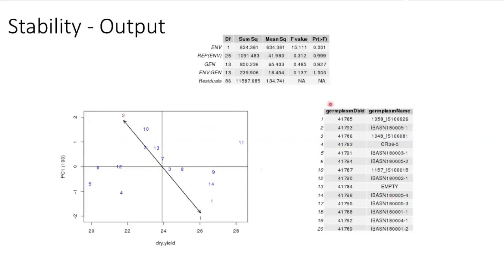And the output is a table showing the summary of your stability calculation, and also a biplot showing locations in red and germplasm or accessions you have in blue, and a table showing the germplasm names just to check who is who in this result, on this output.